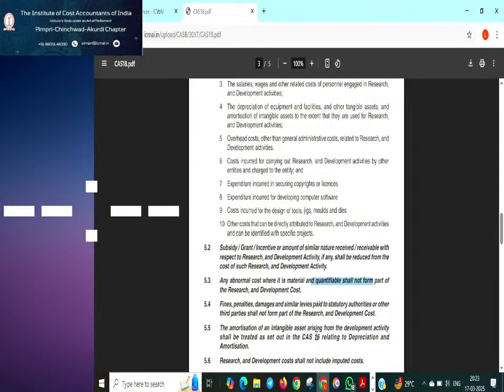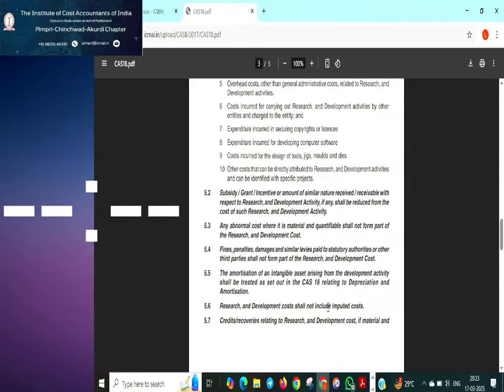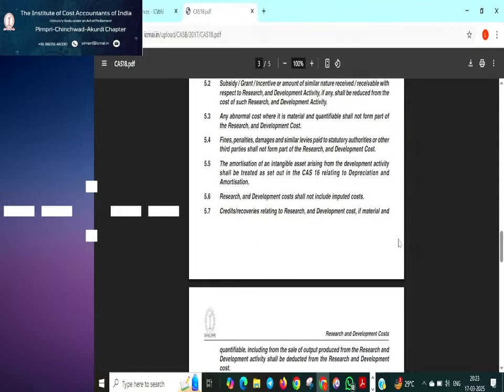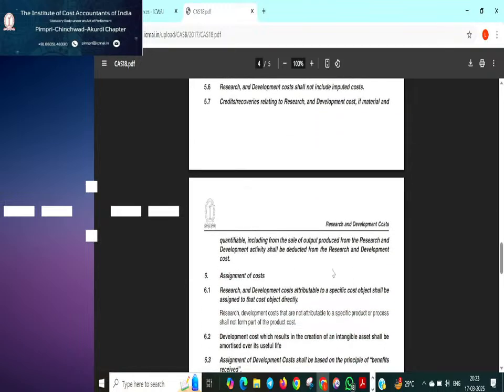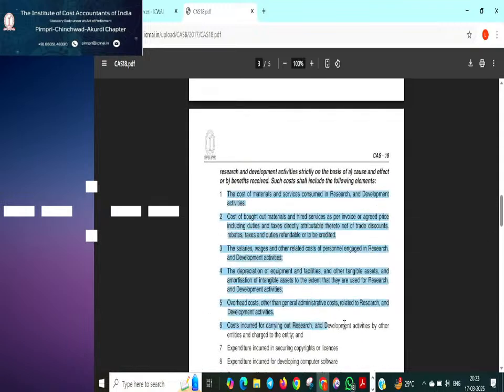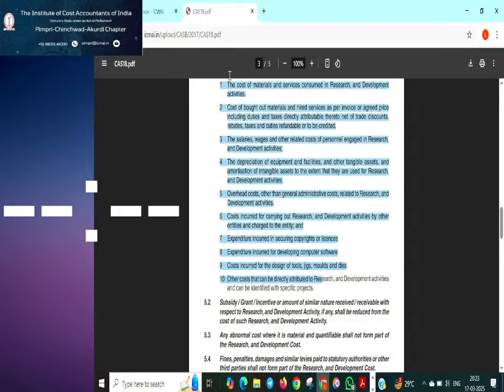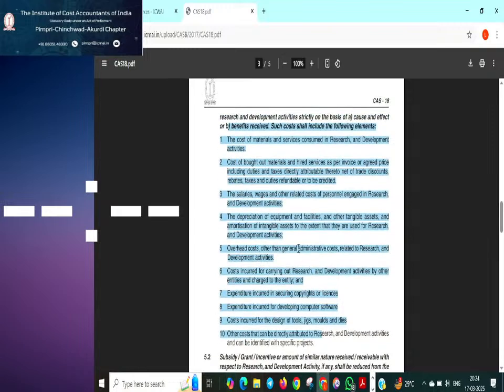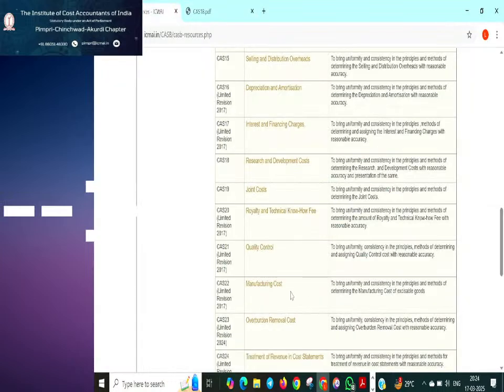The amortization of an intangible asset arising from the development activity shall be treated as per Cost Accounting Standard 16 related to depreciation and amortization. That is what we recently saw. R&D cost shall not include imputed cost. Credits and recoveries, of course, will be adjusted for and deducted. So in R&D, the main thing is all the cost that needs to be included in your R&D cost. This is the area of discussion, the crux of Cost Accounting Standard 18. This is the important thing you have got to note.